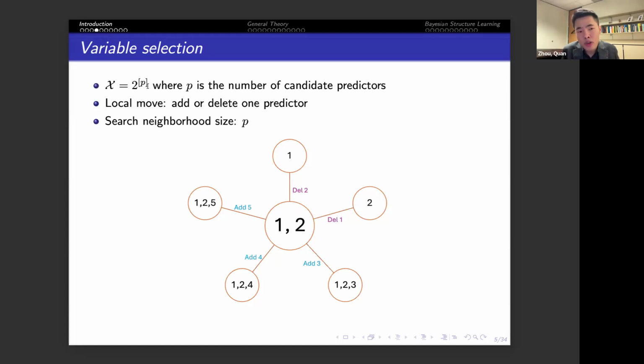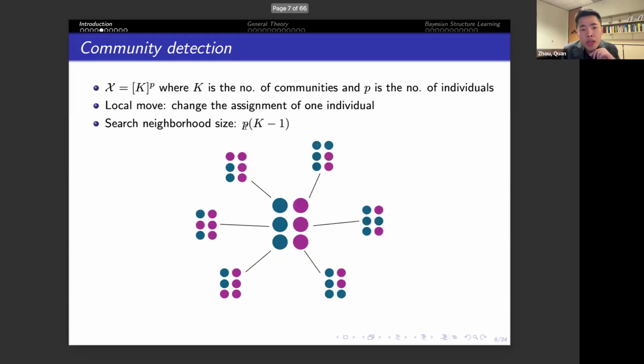So its cardinality is going to be, say, 2 to the p. But when we really run the MCMC algorithm, a common strategy is to just consider, say, adding or removing a covariate in every iteration. And in this case, it's kind of trivial to see that the search neighborhood size is only equal to p. Of course, sometimes we also consider swap, but then the neighborhood size is still polynomial in p, so it's just roughly speaking p squared.